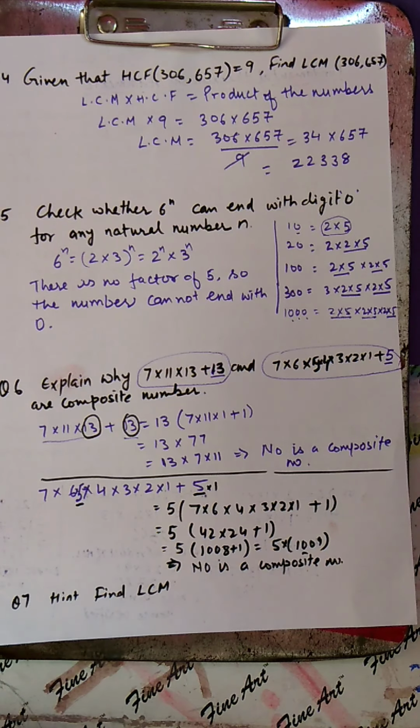Now come to question number 7. There is a problem. You should read this problem and try to find out what you have to find. The hint I am giving is that you have to find LCM, but you must focus on why we should find LCM. And now this exercise is complete. We'll do the next exercise.